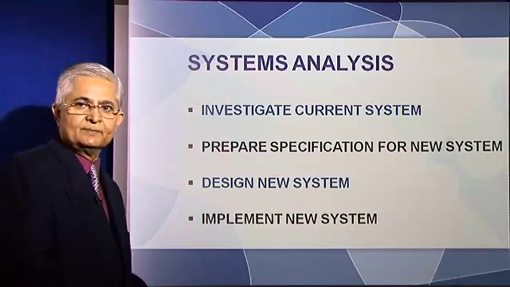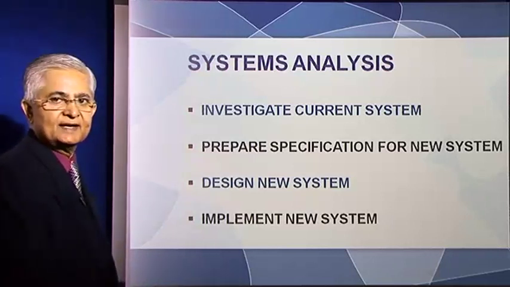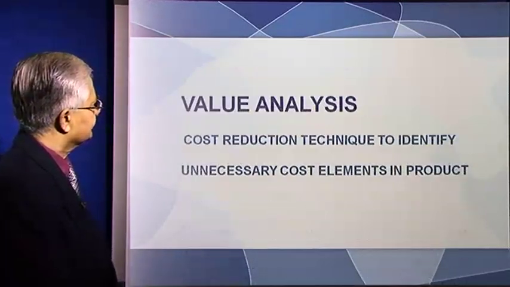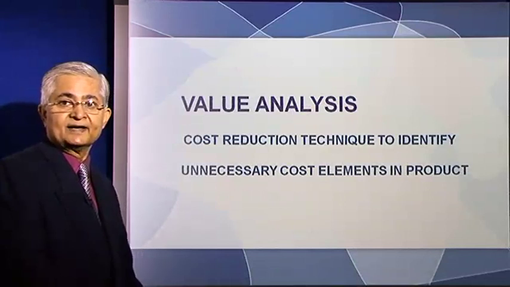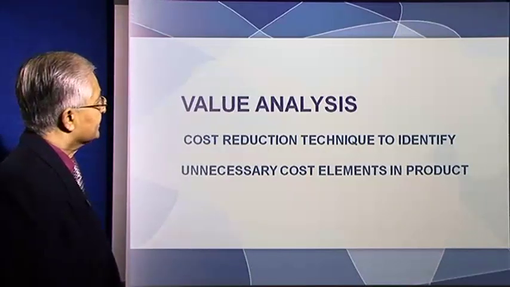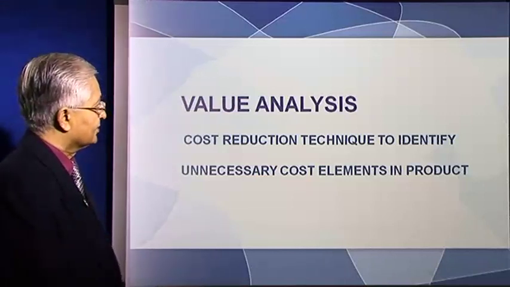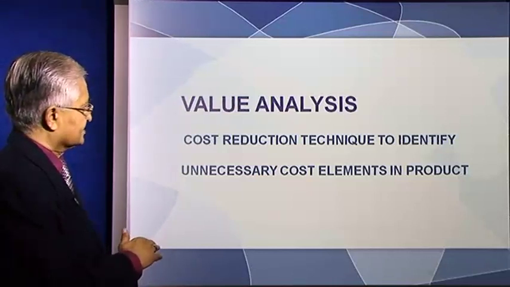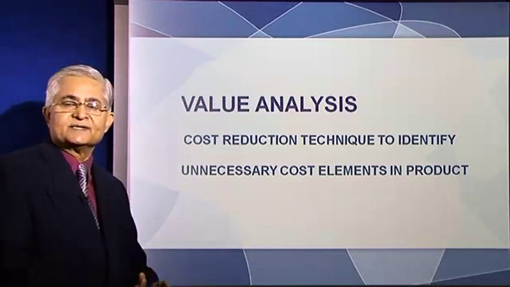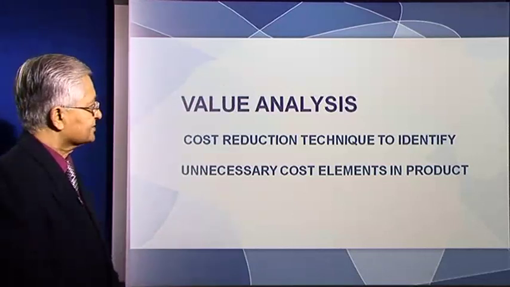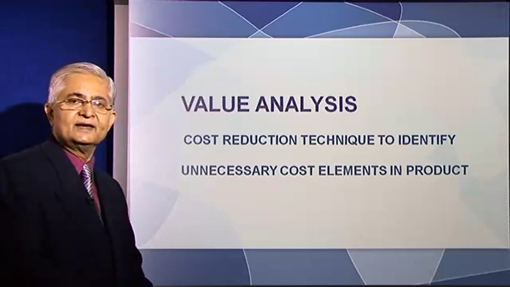So, a method study approach is one kind of approach. Systems analysis approach is another kind of approach. Now, value analysis is yet another kind of approach to reviewing activities. Value analysis is really a question of reducing cost, right, in achieving a particular objective. Now, how is cost reduced? The cost is reduced by removing unnecessary cost elements.